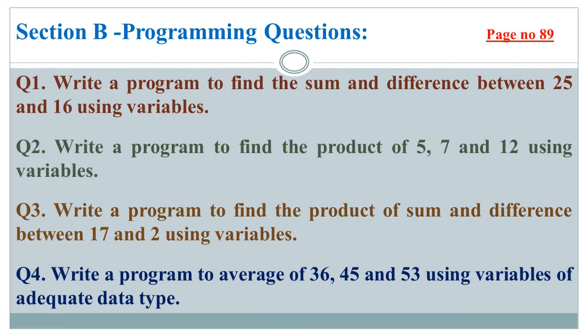In the previous lesson we solved question number 1: write a program to find the sum and difference between 25 and 16 using variables. Now we'll solve the next question. Question number 2: write a program to find the product of 5, 7 and 12 using variables. In this program, we'll define 4 variables. First for assigning 5, second for assigning 7, third for assigning 12, and the last variable for assigning the product of 5, 7 and 12. So let's start question number 2.